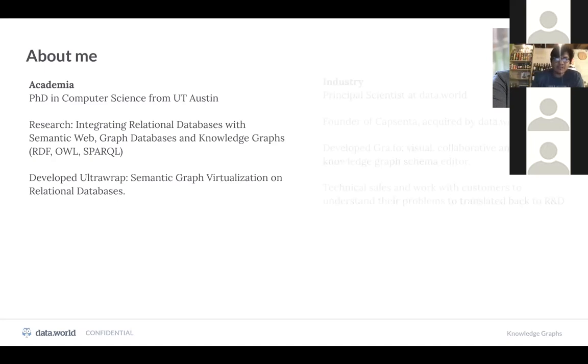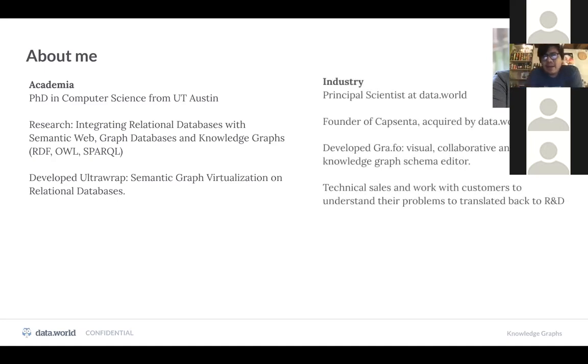And I also carry my industry hat. I'm principal scientist at Data.World, and from my research, we founded a company called Capsenta with my PhD advisor, Dan Miranker. That was a company we created to commercialize our research and do data integration. We were acquired by Data.World last year. Inside Capsenta, we were developing a lot of tools to take knowledge graphs and commercialize them.